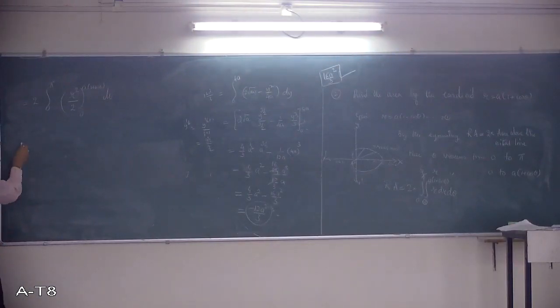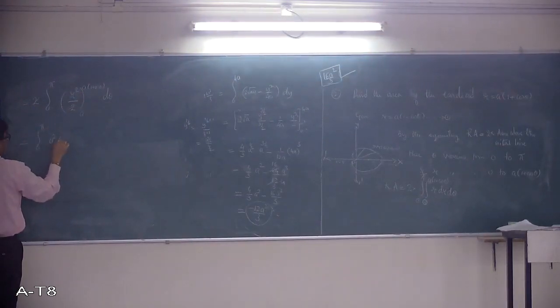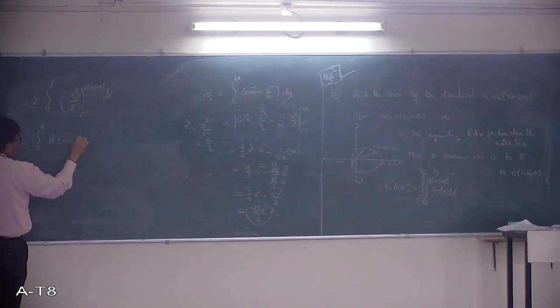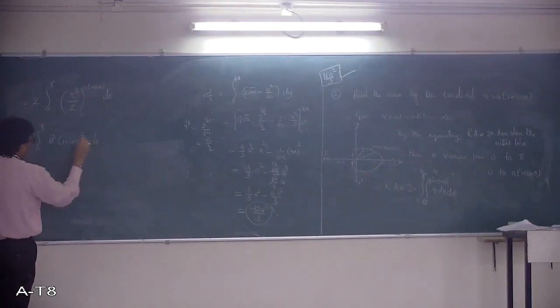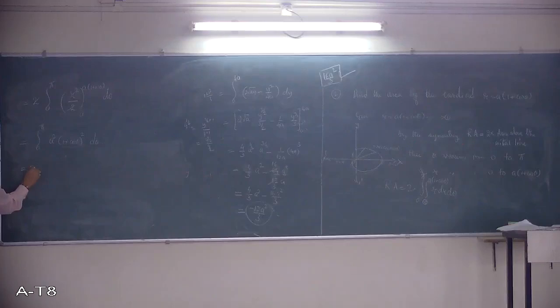Okay. This is equal to, this 2 and this 2 cancel, integral from 0 to pi of a square, in brackets, 1 plus cos theta whole square, d theta. After this step, there are so many methods. Somebody will think it as (a plus b) whole square, a square plus 2ab plus b square. Someone will think, I want to use the half angle formula.